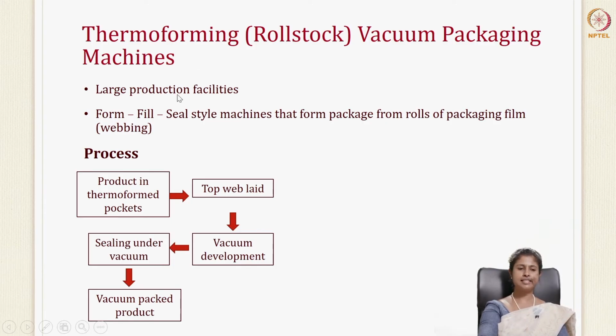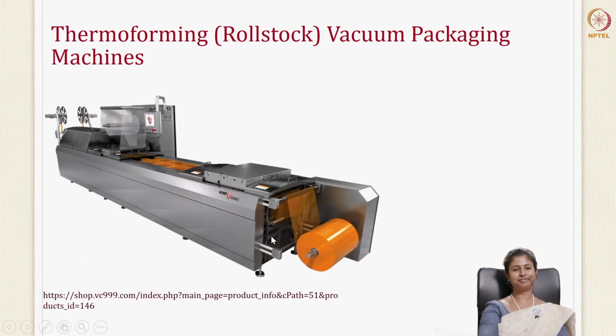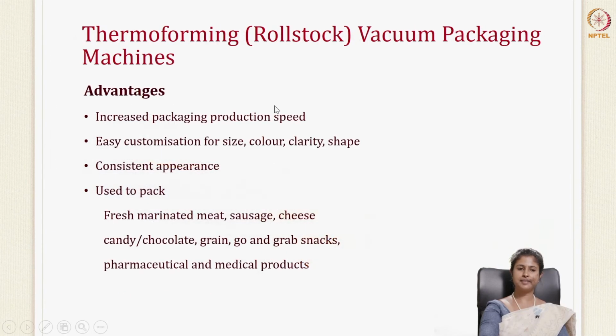And the process is explained here in this flow diagram. Product in the thermoform pockets, top web is laid, vacuum is developed, sealing under vacuum, and the vacuum product is produced. This is a pictographic representation of a continuous thermoforming vacuum packaging machine. So you can see that here, unlike the other one, it is a continuous process.